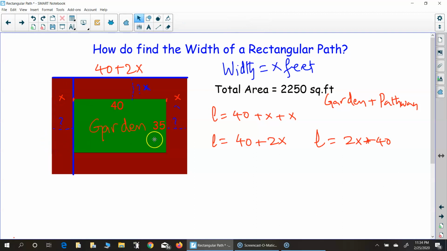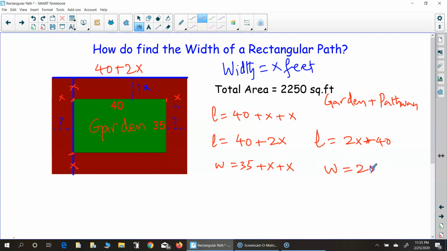That is, 35 is a part of it. From this end to there, it is 35. To that 35, one x is added here and another x added up there. So that gives you how much? The width W is equal to 35 plus x plus x, that is 2x plus 35. Right? So my width is equal to 2x plus 35.